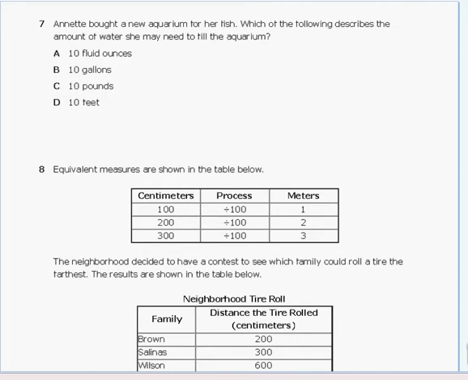Question number 7. Annette bought a new aquarium for her fish. Which of the following describes the amount of water she may need to fill an aquarium? I have 10 fluid ounces, 10 gallons, 10 pounds, and 10 feet.